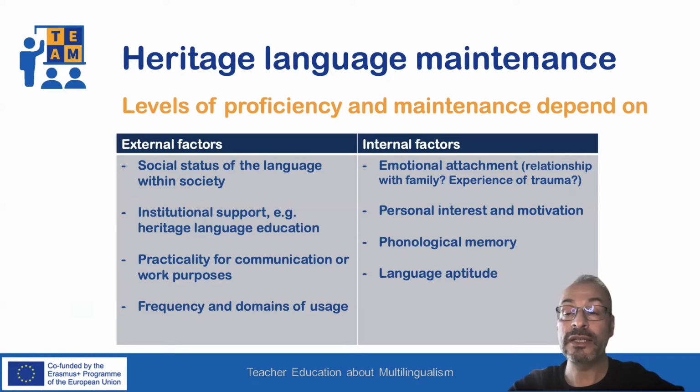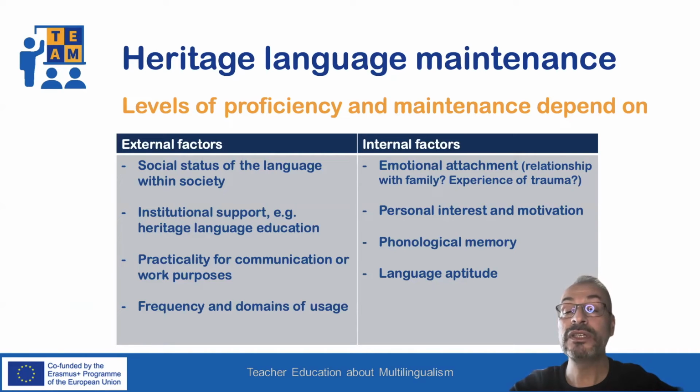The societal status of the language, for example, if the language has a high or a low prestige in the society. For example, English has a high prestige globally. Speaking English is regarded as an asset. Therefore, people want to be able to speak English. If English is a heritage language, the children will want to learn it because it has a high prestige.